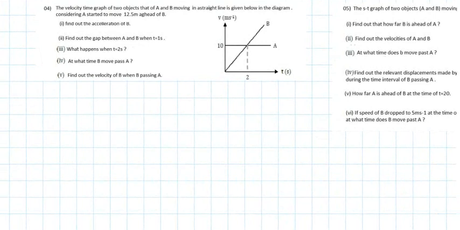So the velocity-time graph for objects A and B moving in a straight line is given in the diagram. Considering A started to move from 12.5 meters ahead of B, find the acceleration of B, and find the gap between A and B. Okay, before this, I have to go through some theoretical review regarding this.